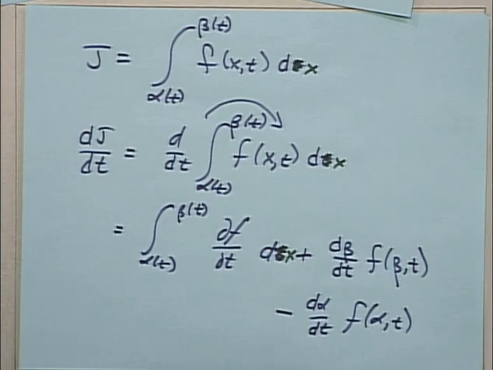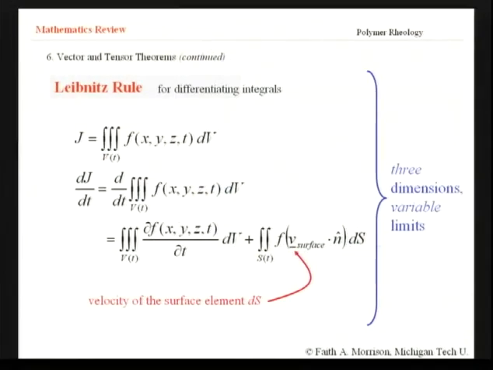Now, on the slide here, I have the three-dimensional version, which we're not going to need, but I'll show it to you. Well, actually, we will use this one, but in its simplest form. What if we have a three-dimensional function f? Now we integrate it over a volume to get the integral j. What if we want the derivative of that with respect to one of the variables, for example, time?